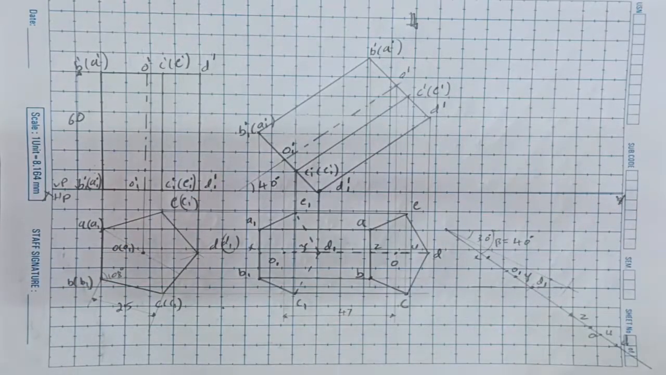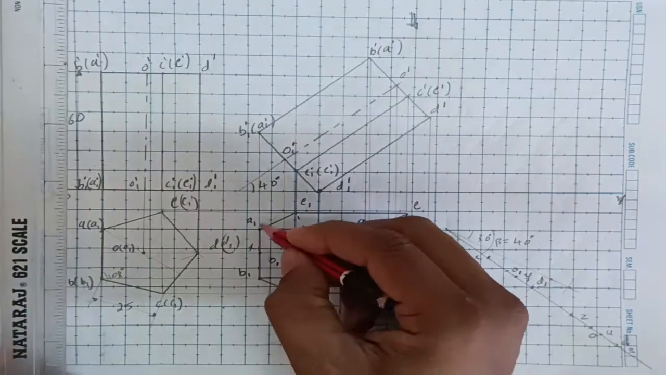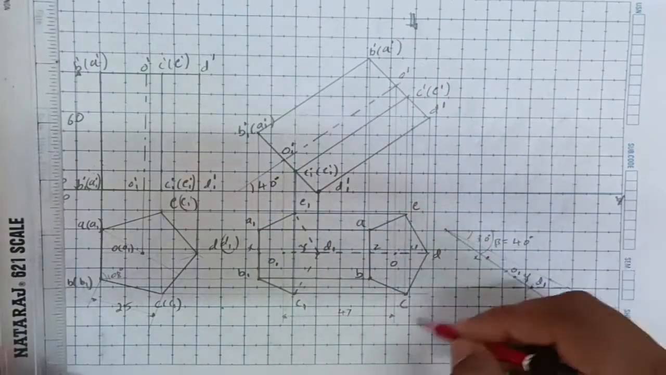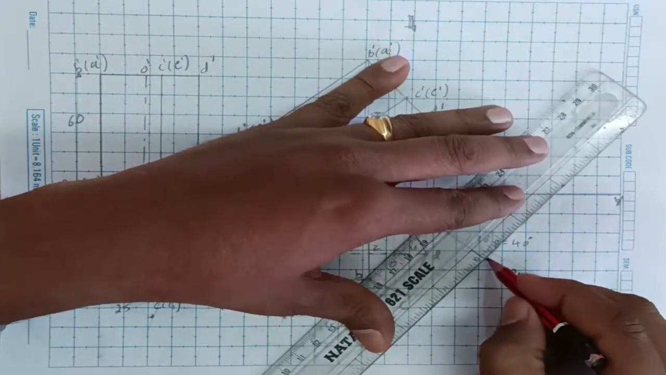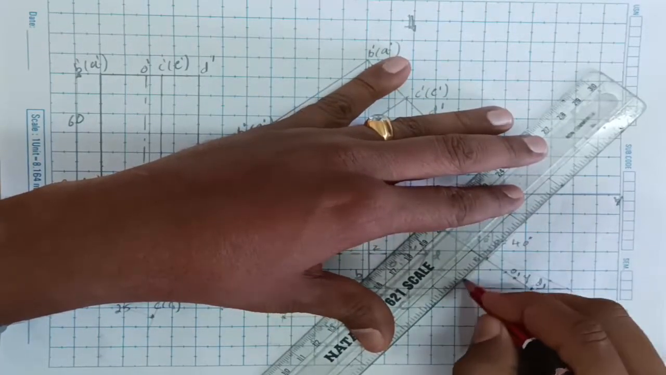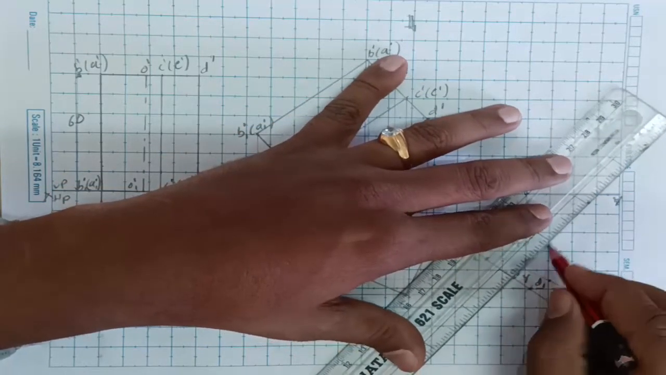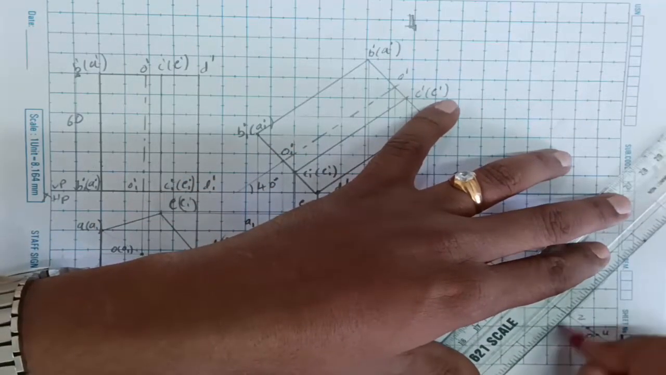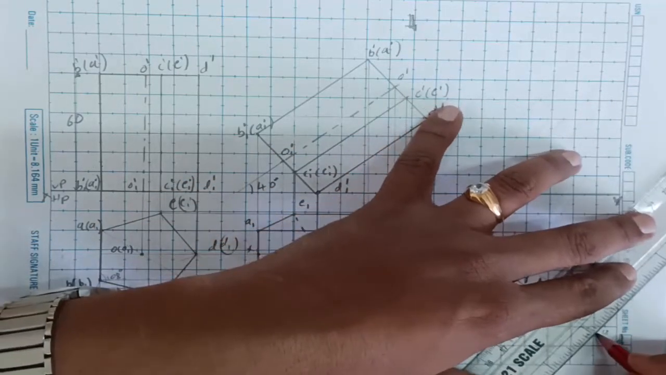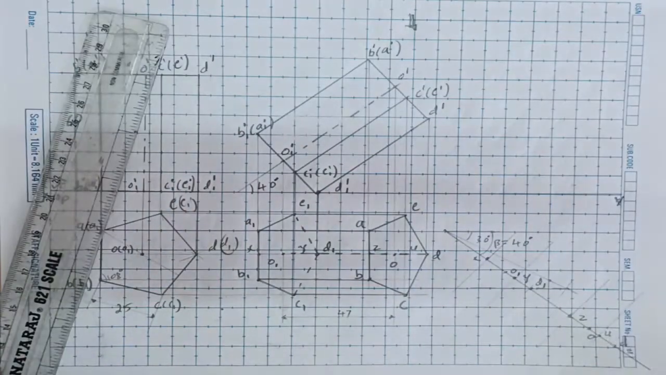Now on X, Y, Z and U, we are getting all these points: A1, B1, E1, C1, E, C, A, B. So we need to draw perpendicular lines on either side. From X, draw a perpendicular line on either side, and from Y draw again a perpendicular line on either side, and from Z also draw a perpendicular line on either side, and from U also draw a perpendicular line on either side. Now we will mark those points.